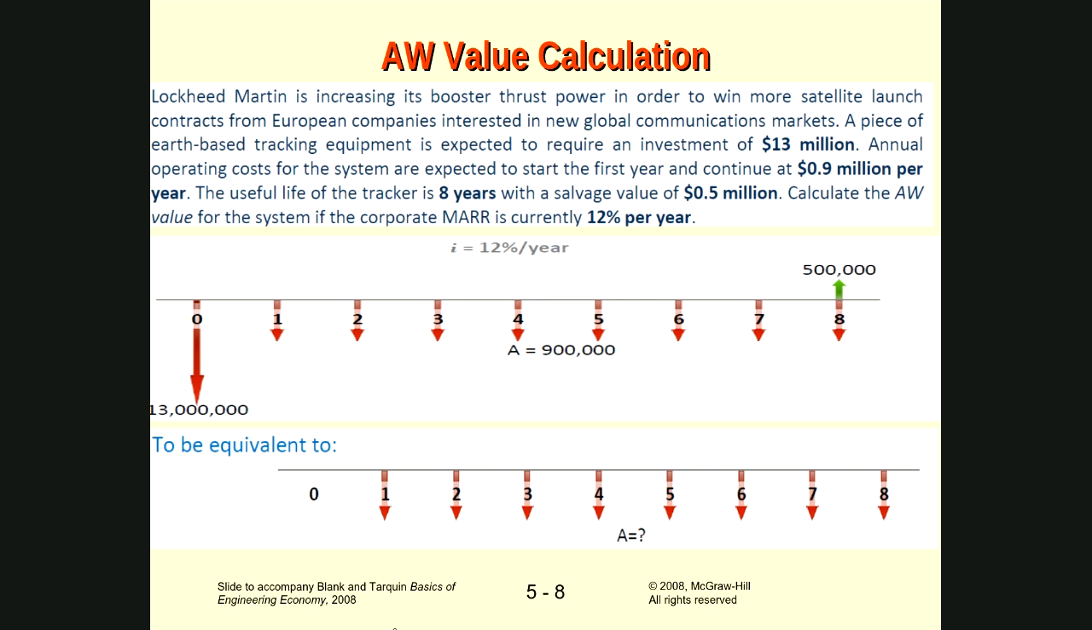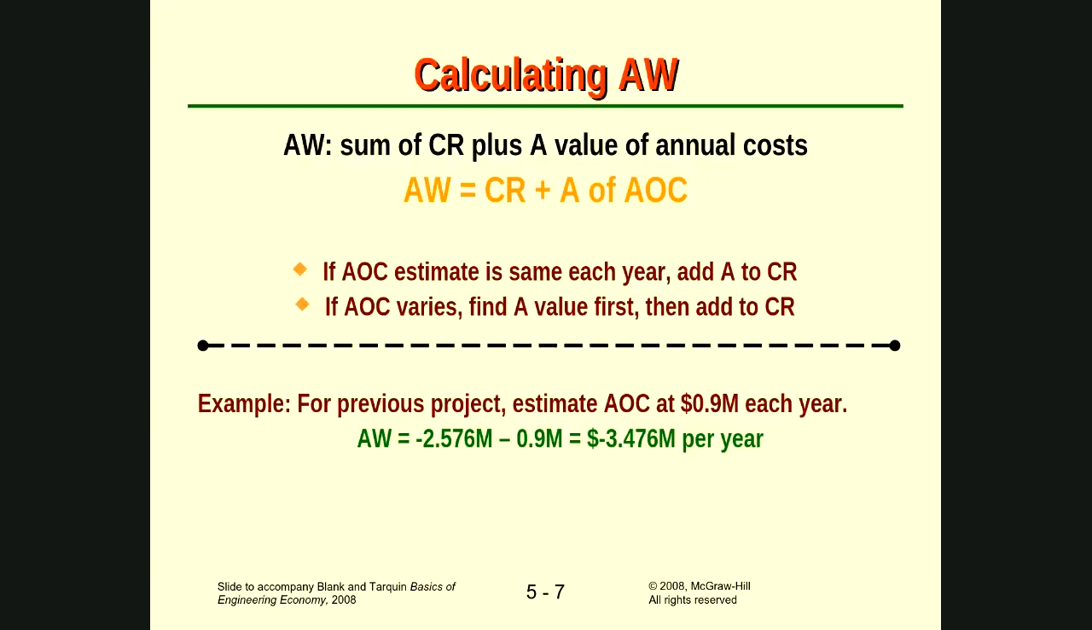Why did we add 0.9 with a negative value? Can anyone answer Faisal's question here? Why in this slide do we add 0.9 with a minus sign? Anyone?